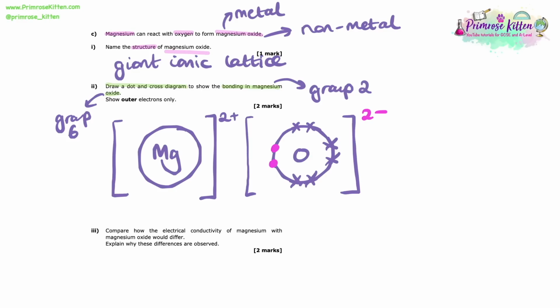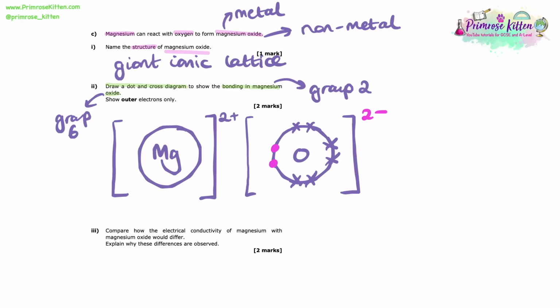The magnesium is going to appear to have no electrons in its outer shell because it gave 2 up. We're going to put square brackets around it, and we're going to put a 2+ up in the top right-hand corner, and that represents the fact that it's lost 2 electrons. Whereas on the oxygen, we're going to put square brackets around that and a little 2- in the top right-hand corner to show that it's become a bit more negative.